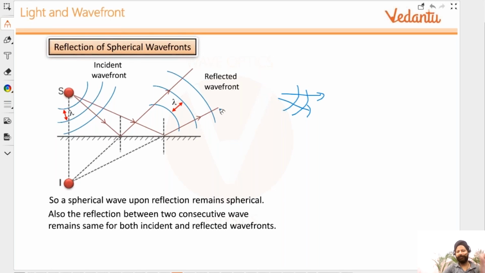Anybody who has not understood this, please let me know, because I think I'm going a little faster than what I usually do. Now lambda will remain the same because it is the same medium. Remember I said velocity is determined by the medium, so the medium decides the velocity. Frequency is decided by the source. Now if velocity is the same, the lambda will be the same, right?